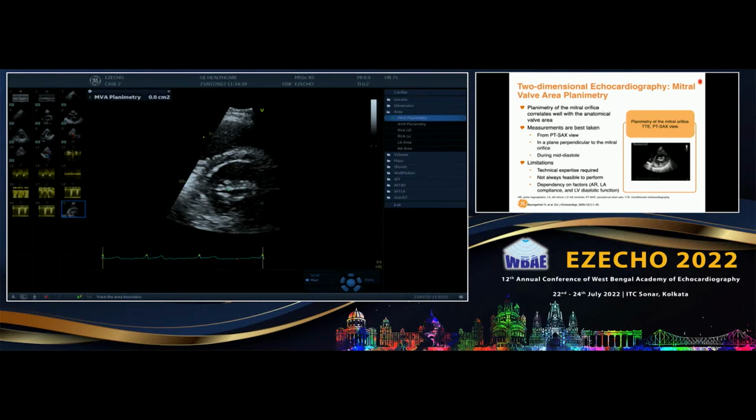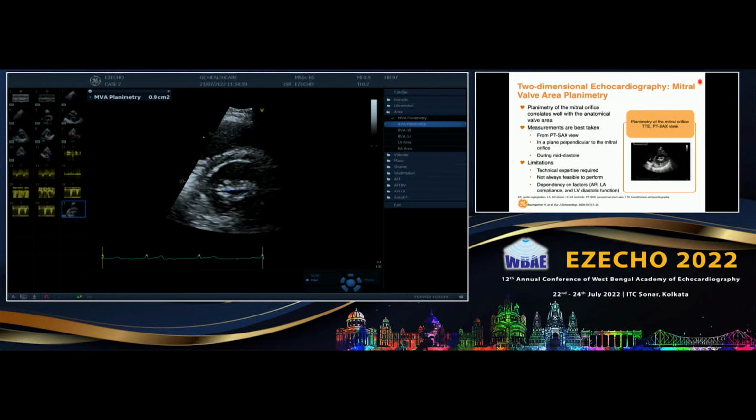Now anyway, measure from inside. While measuring, you should always be before the P wave, in mid diastole. So this is perfect: mid diastole before the P wave. Measure the mitral valve area. It is better to be zoomed before measurement.